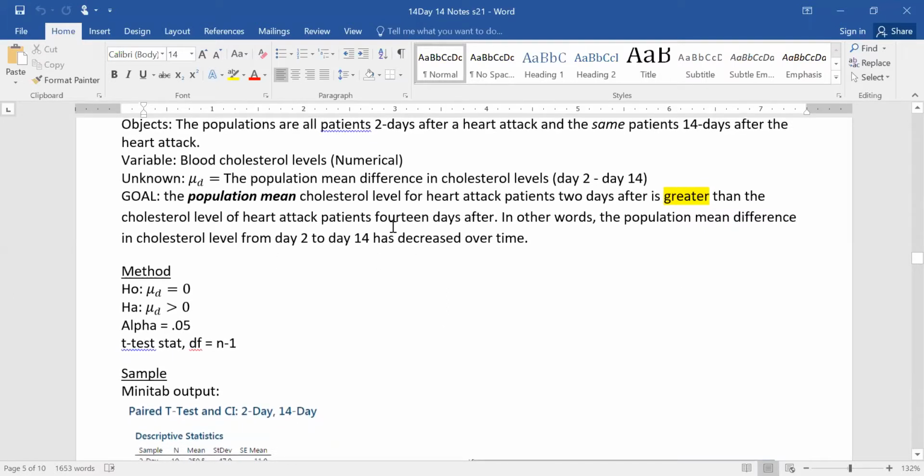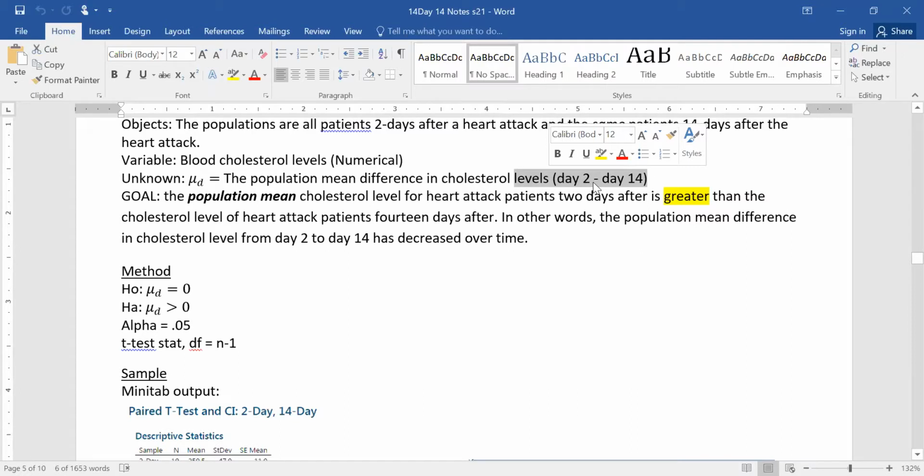You don't have to include where it says numerical, but it is nice. Some people really like to do that. My unknown is always mu D. Mu D is always the population mean difference, and then whatever I'm talking about. So it's the population mean difference of cholesterol levels between those heart attack patients from 2 days after and 14 days after. I like to see that order of subtraction, because what you're telling me there is how you're subtracting, and this is what drives all of this. Your order of subtraction that you're telling me up here drives what you have for your inequality for your HA, which drives your goal.